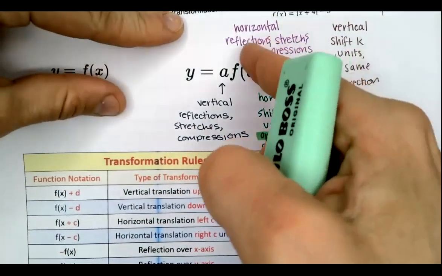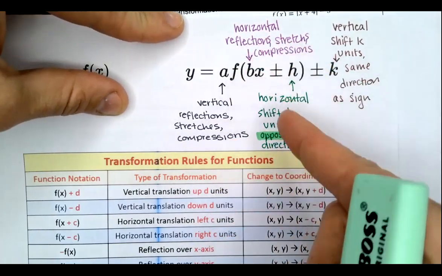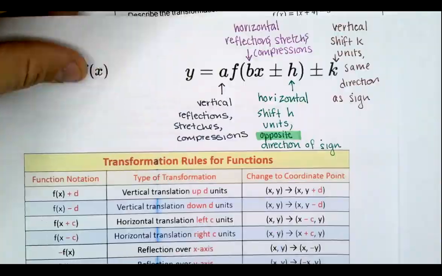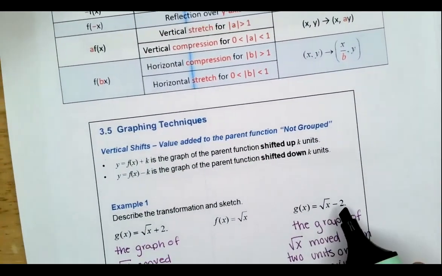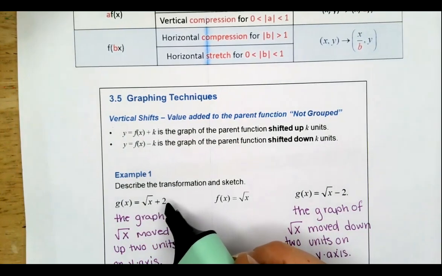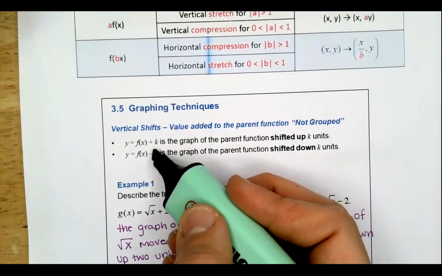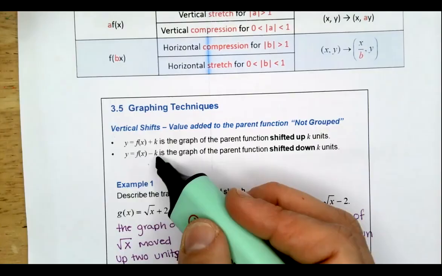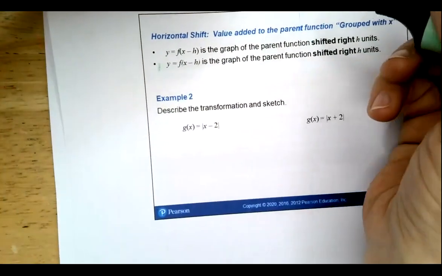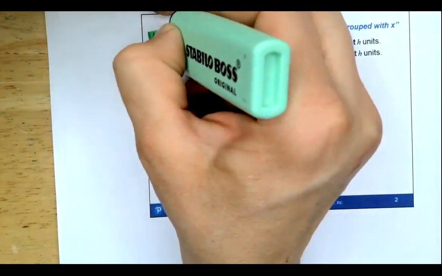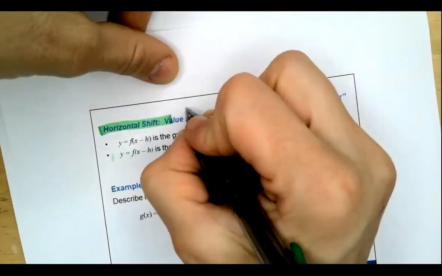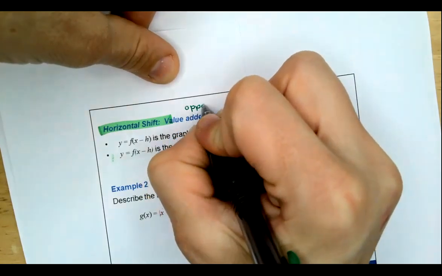Okay, so when we're dealing with x, when we're dealing with inside the parentheses, you're doing the opposite of what it looks like you would be doing. Okay, it looks like we would be moving this one down 2, we move it down 2. It looks like we should be moving this one up 2, we move it up 2, right? Plus k is shifted up, minus k is shifted down. Horizontal is opposite.